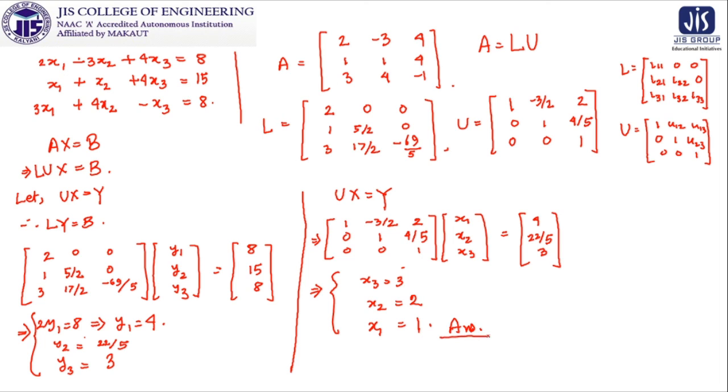And before leaving this particular lecture, I just want to check whether these values 3, 2, 1 satisfy the system of linear equations which is given to us. So you can put these values in all three equations and you will find that all of them are satisfied. That means we have executed the A equals LU factorization method successfully.